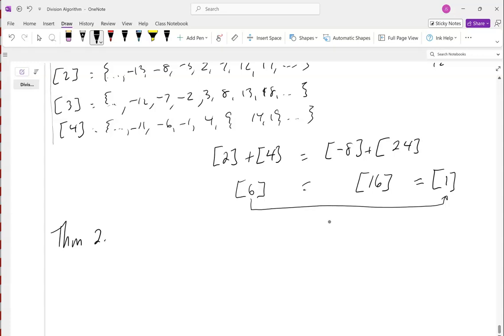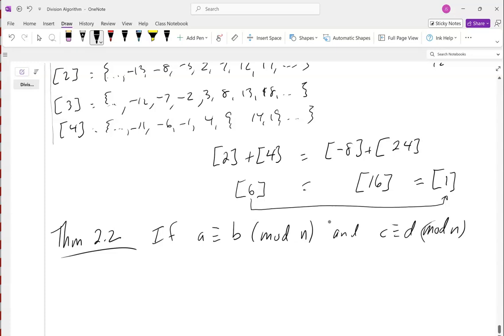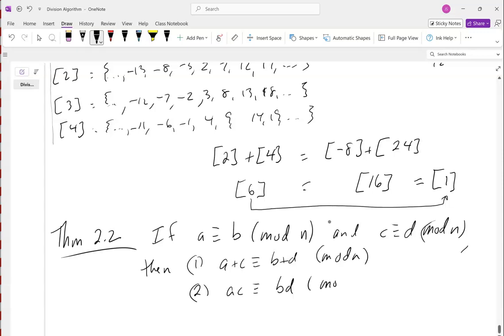And this is theorem 2.2. It says that if A is equivalent to B mod n and C is equivalent to D mod n, I know the book puts the parentheses around there, and I'll try to remember to do that, but I probably won't put parentheses around the mod part all the time. The first part says that if I add A and C together, I should get the same thing as when I add B and D together, mod n. And if I multiply A and C together, I should get the same thing as if I multiply B and D together, mod n.